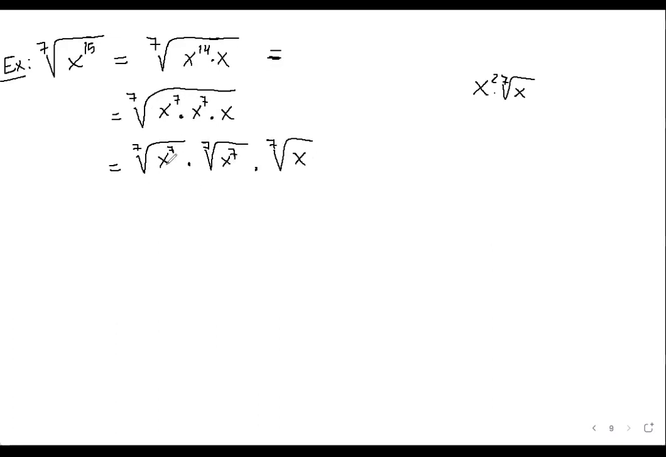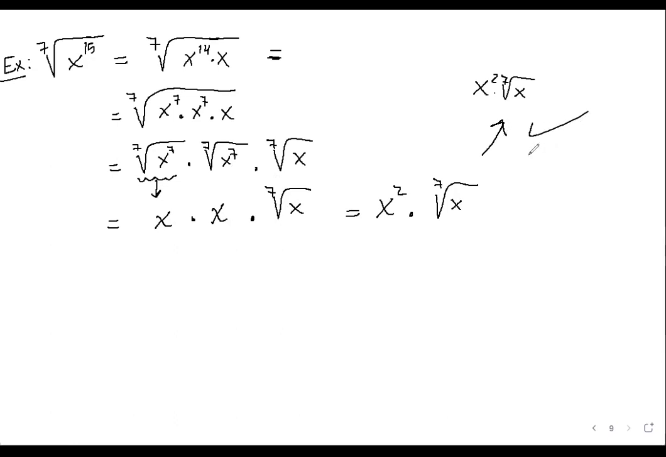What is the answer for this one by using the fourth property? It is x, exactly, times, and this is x again, times the 7th root of x. x times x is x squared times the 7th root of x. The same as his answer. This is true.